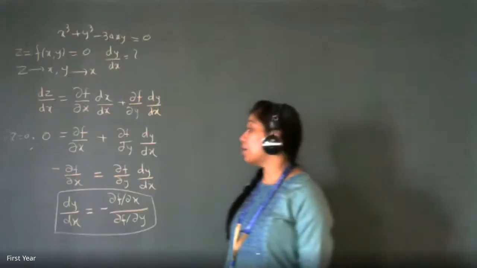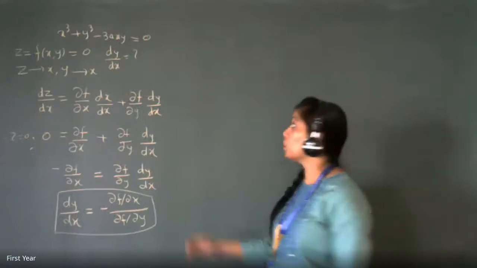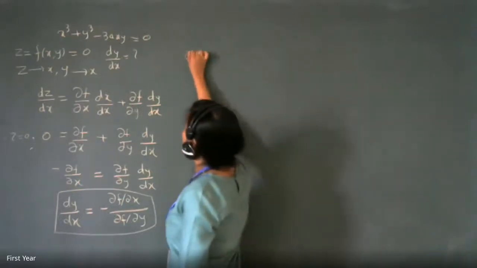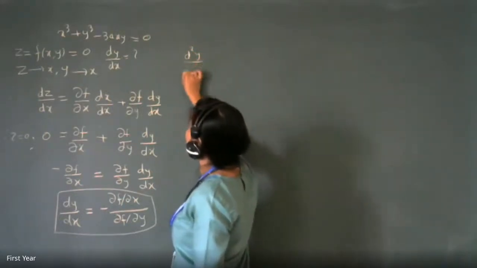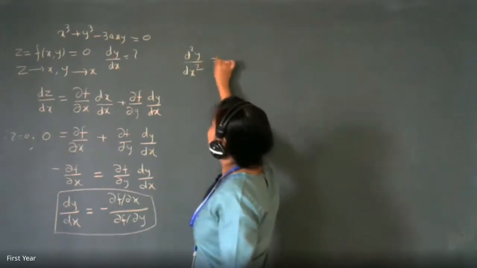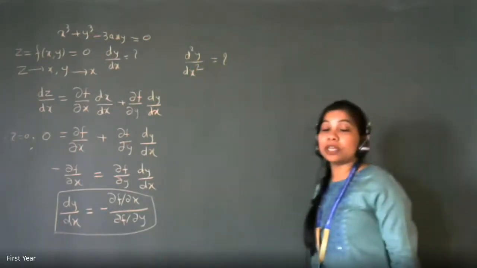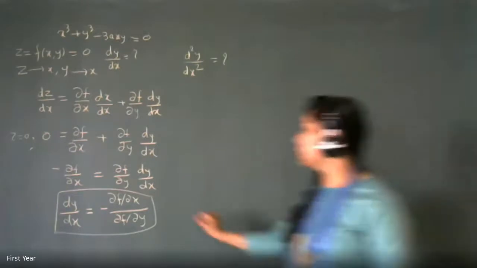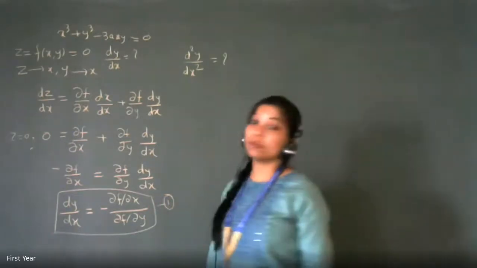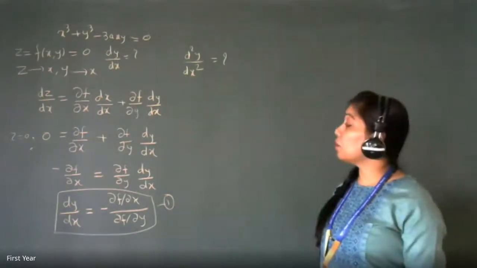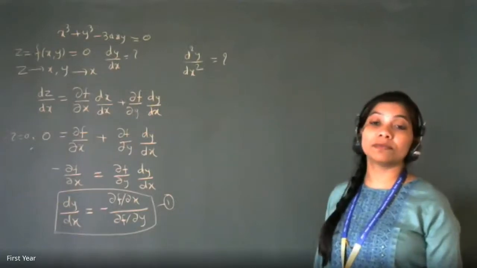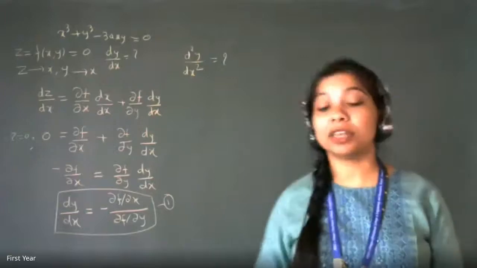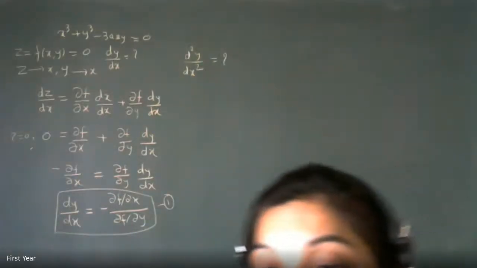Now with the help of this, you also have to write down the formula for d2y by dx square, because that also will be asked in your MCQ. How will you find d2y upon dx square, the second order derivative? This is equation 1. So how are we going to find d2y by dx square? By differentiating the given equation 1 once again with respect to x.